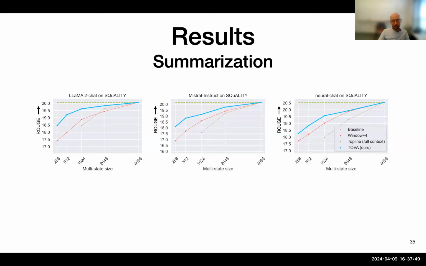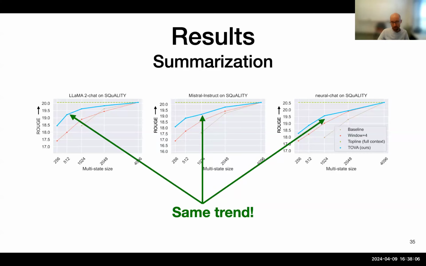This is the result for the summarization task on the SQuALITY dataset. Again, on three different models, same baselines. We ran only the baselines that worked well on language modeling. So we have the window plus i and TOVA and our top line. And again, same trend. Our model does much better than the other policies. And if we allow 1 point degradation, we're able to get between 4x and 8x improvement in the amount of cache that we keep.